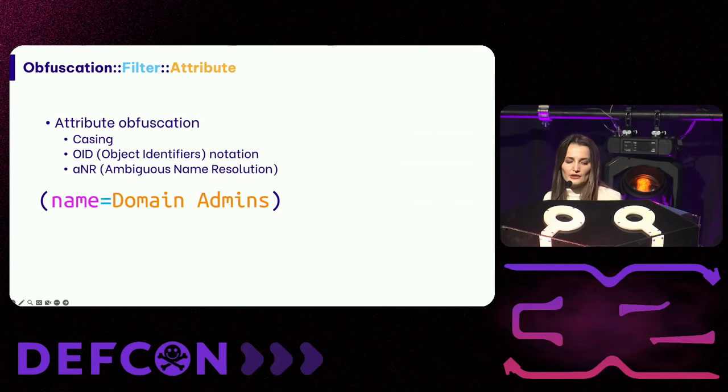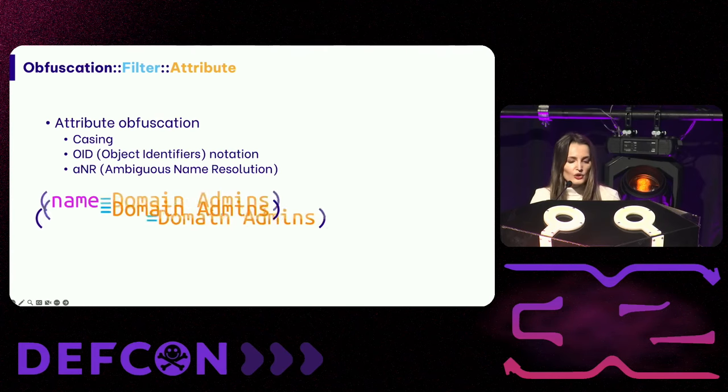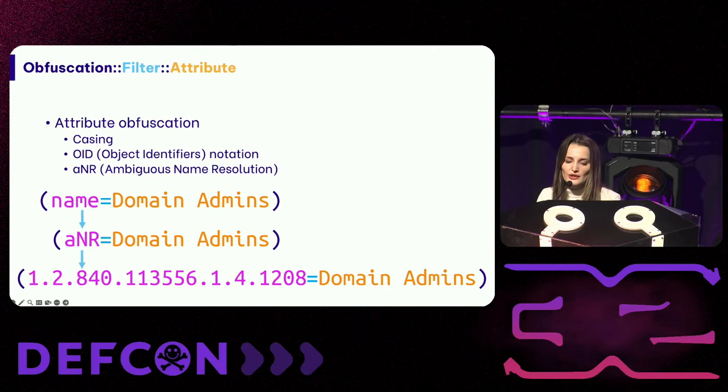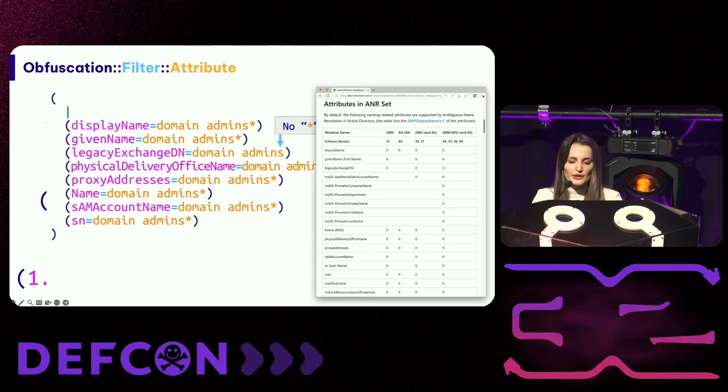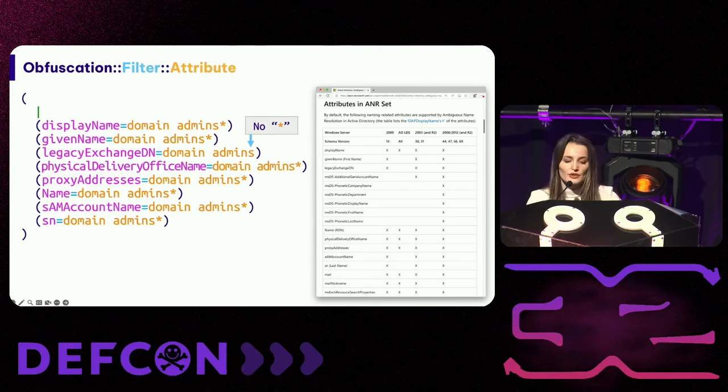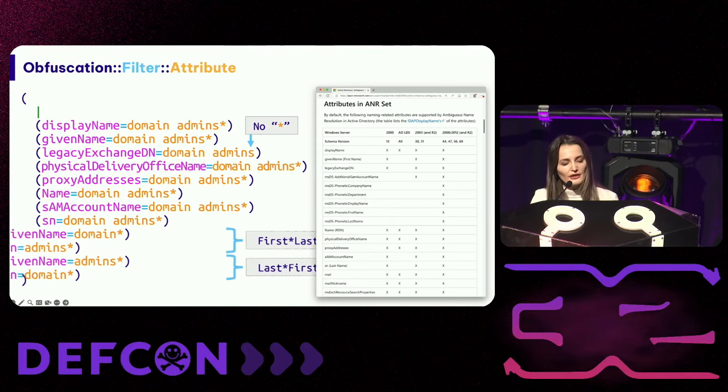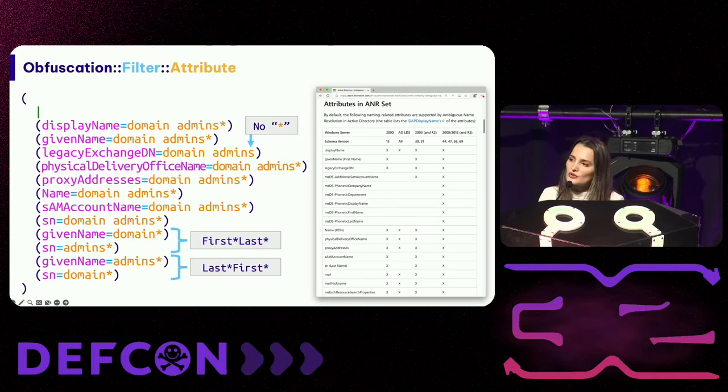Another thing we can do for attribute obfuscation is ambiguous name resolution. The same applies as above, so we can use insensitive casing and OID notation even for the ANR. But what exactly is ANR? In case you know some name, but you don't know in which property it actually is, you can search, and depending on the version of Active Directory, it will logically transform this single term into this query. So basically everything is ended in a wildcard, except for some attributes that do not support this. And in case your search contains a space, just like ours, where we are looking for domain admins, then it's going to add this other part, these four ones, because it will treat it as first name, last name, and last name, first name.